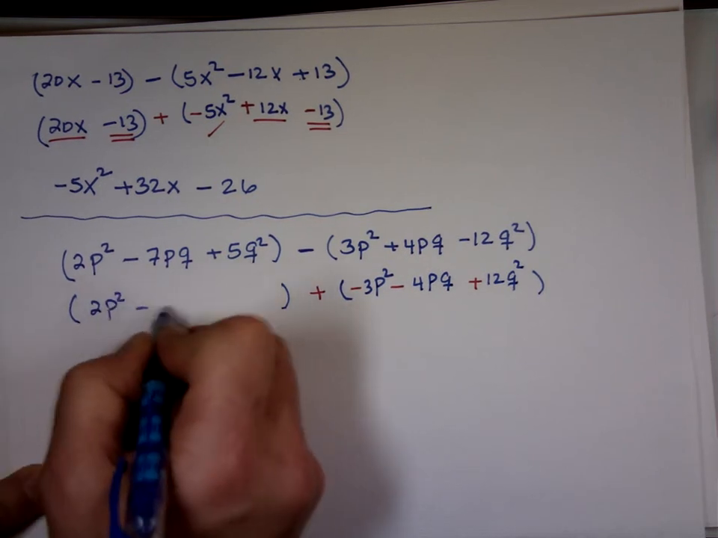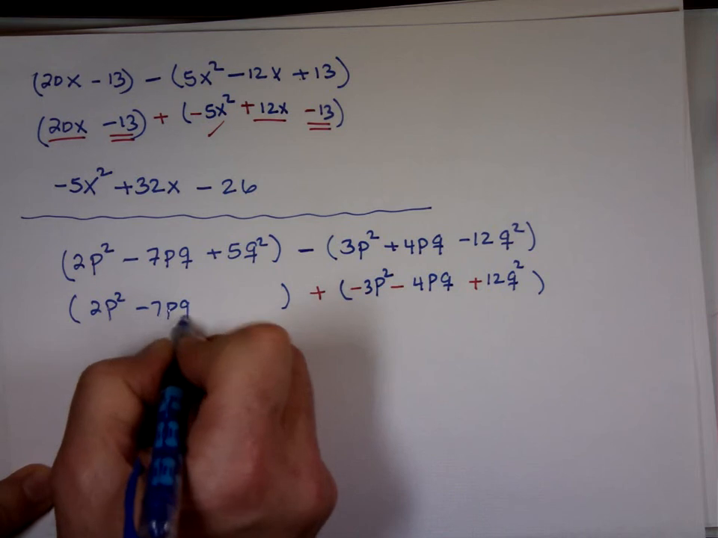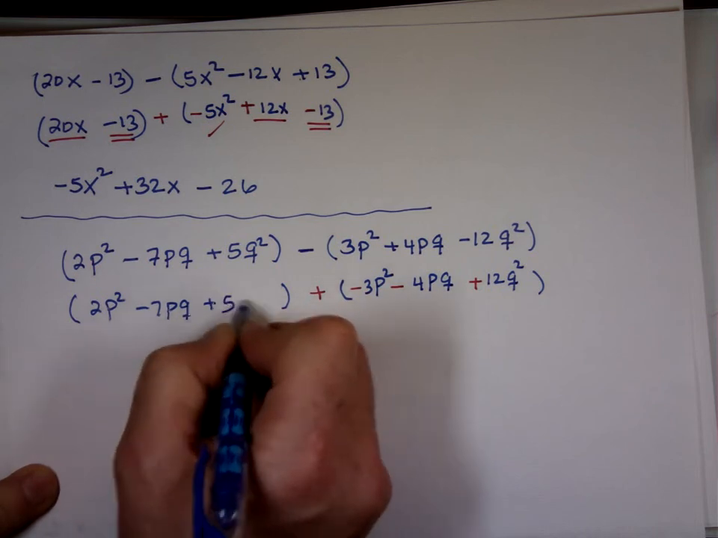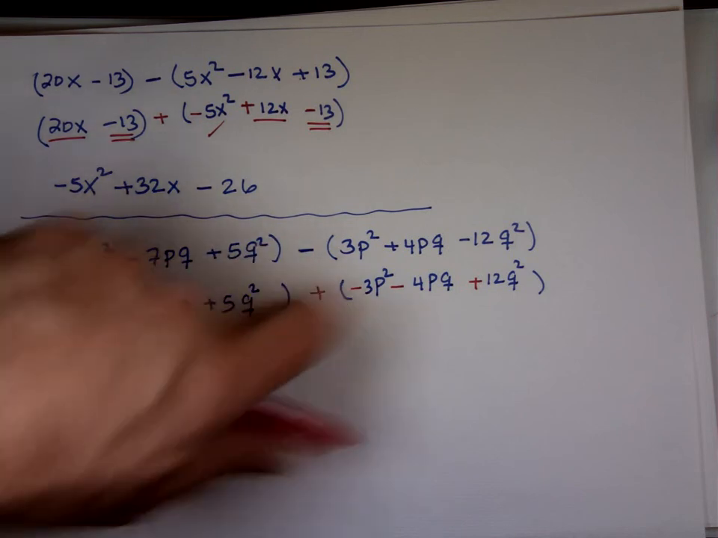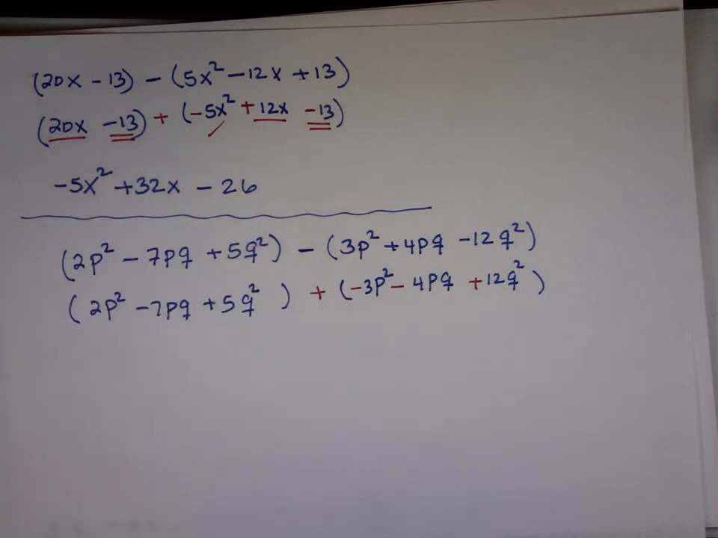Notice the first one doesn't change. Only the one you're subtracting. You keep the first one, you change this to addition, you change all the signs. And now straightforward.